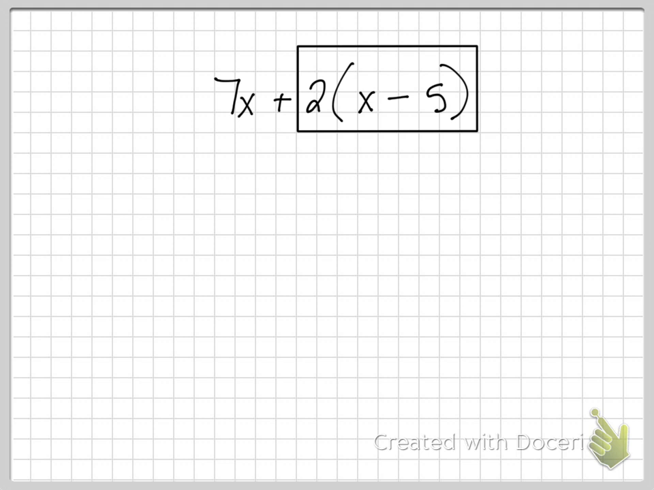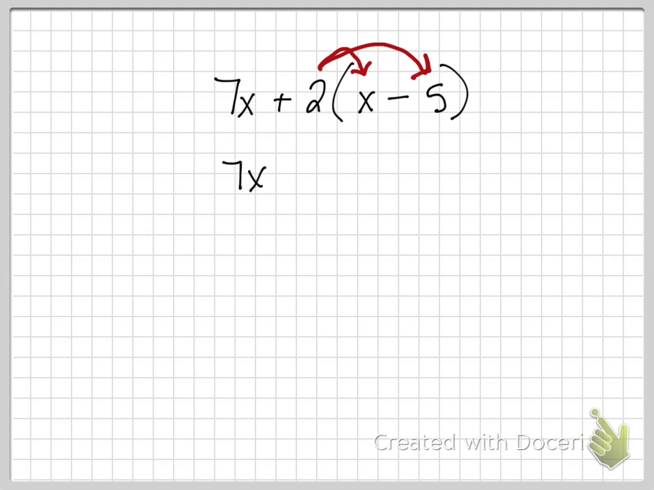Do you see how that is 2 times the quantity, x minus 5? So before we do anything else, we've got to be able to distribute so that we can combine like terms. I'm going to bring my 7x down, because we didn't do anything to that, and then I'm going to do my distributing. 2 times x is, Roger? 2x. And then 2 times 5 is 10.